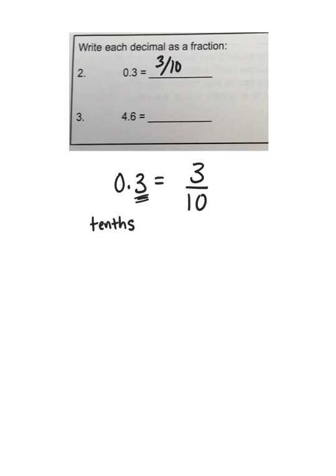For number 3, we have 4 and 6/10. So this is actually going to be a mixed number. A mixed number means you have your wholes, or your ones, and then you have your decimal amount. So here we have 6/10 of a whole. 6 is going to be your numerator, and tenths is your denominator. Your denominator is going to be the place value word that goes with the digit.